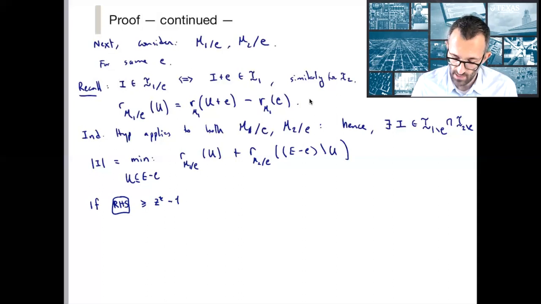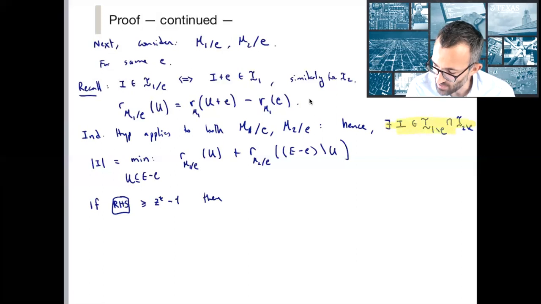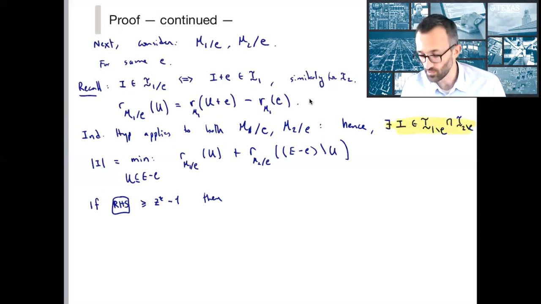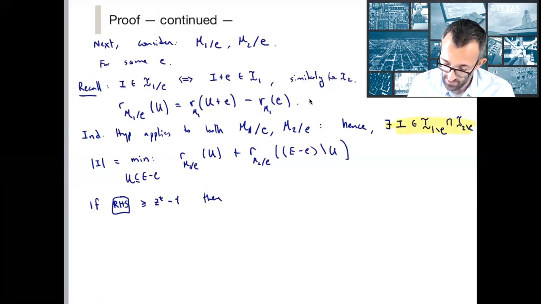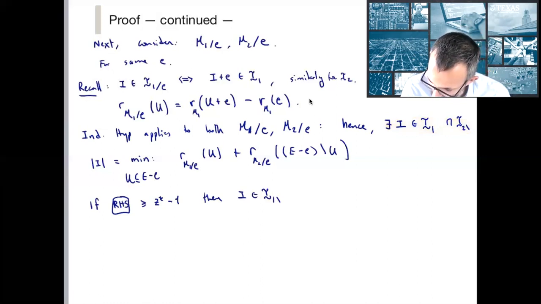So let's see why that is. If the right-hand side is at least z star minus 1, then it's actually immediate, because what does it mean for I to be in the intersection of both of those? Well, by definition, I wrote this at the top of the page, but let me write it again here. I'm sorry, this is the wrong direction of my slash. I need to be a bit more careful here.